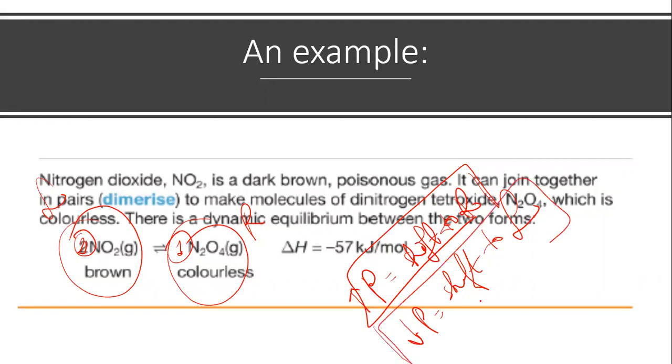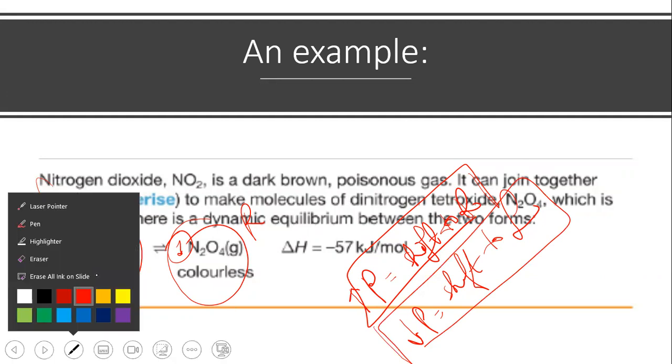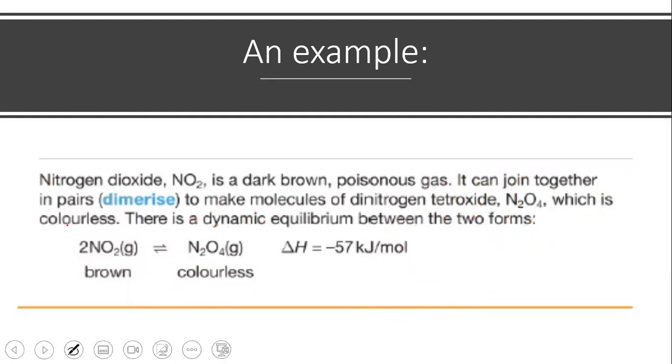And what will happen if I decrease the pressure? The brown will increase. You will see a more intense brown color, or the brown color will become darker. Now, what will happen if I increase the temperature?